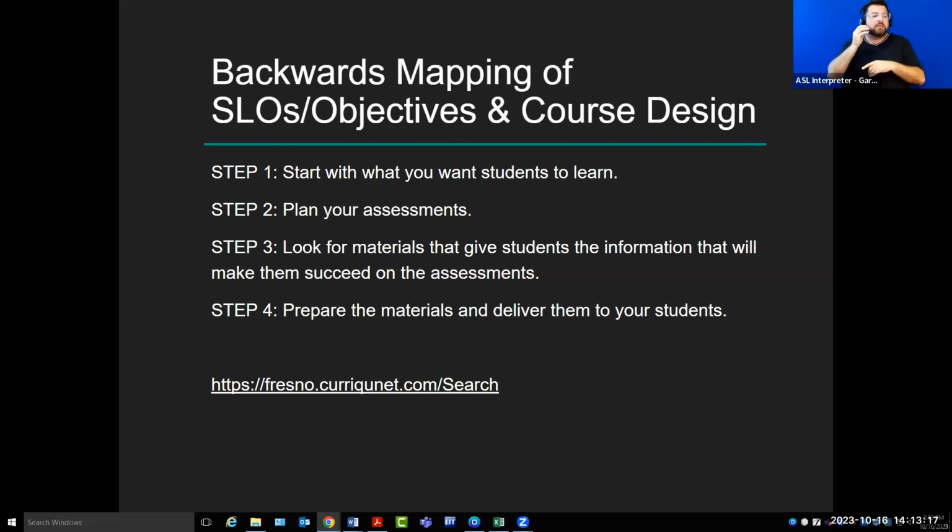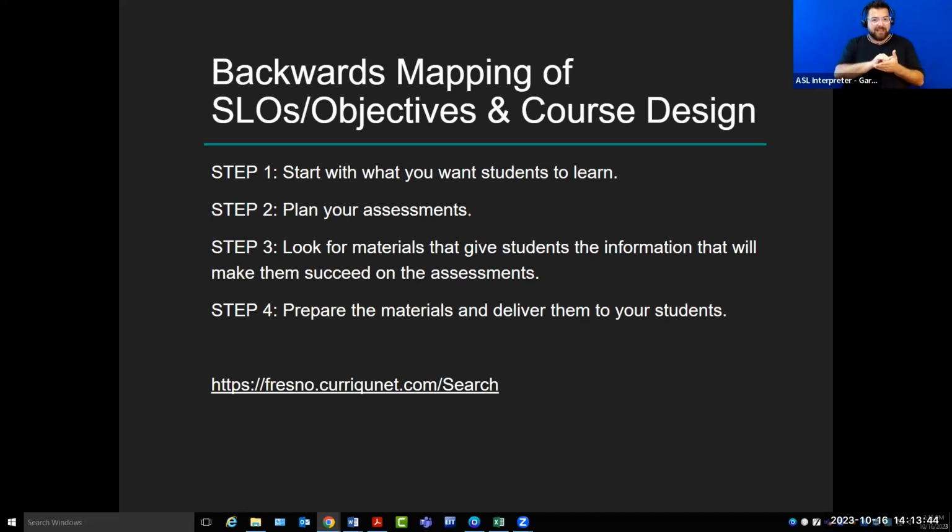Sometimes you can find a piece of a textbook here, a piece of a textbook there, maybe you have to supplement with some articles. And so thinking about how you're gonna be looking for the materials to cover the SLOs of your course, you want to do something called backwards mapping, or backward course design. And so what you want to do is start with what you want your students to learn.